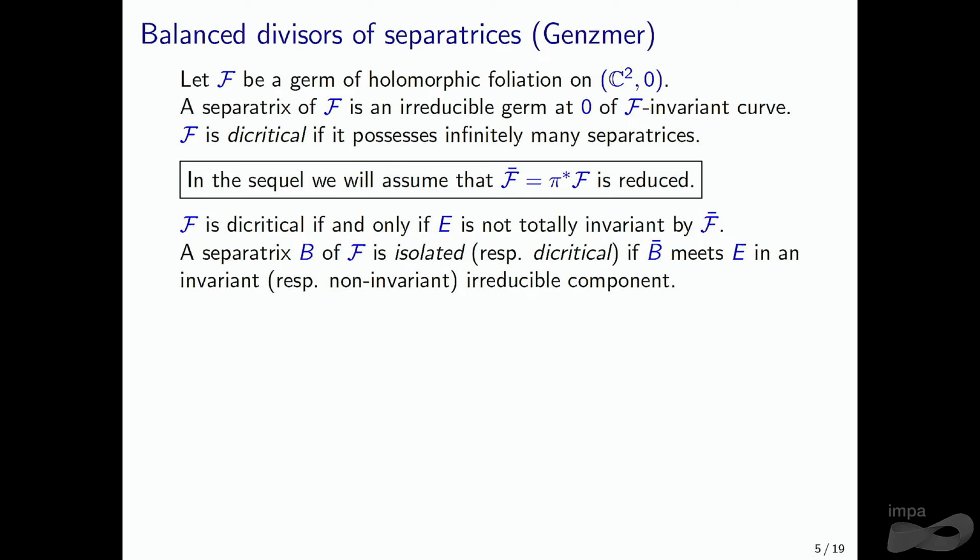Now, let's consider a foliation on C2, and a separatrix is an irreducible germ of analytic F-invariant curve. The foliation is dicritical if it possesses infinitely many separatrices. In the sequel, we will assume that the composition of blow-ups reduces the foliation. Okay.